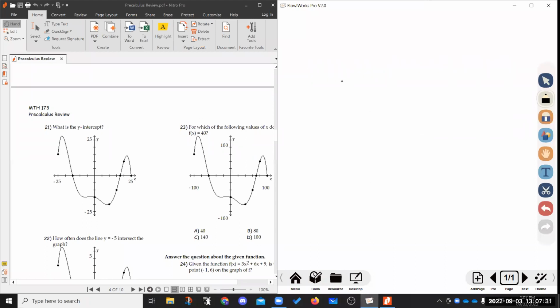What is the y-intercept? The y-intercept, there's only going to be one of them, is when x is 0 and y is going to be -15. This graph.